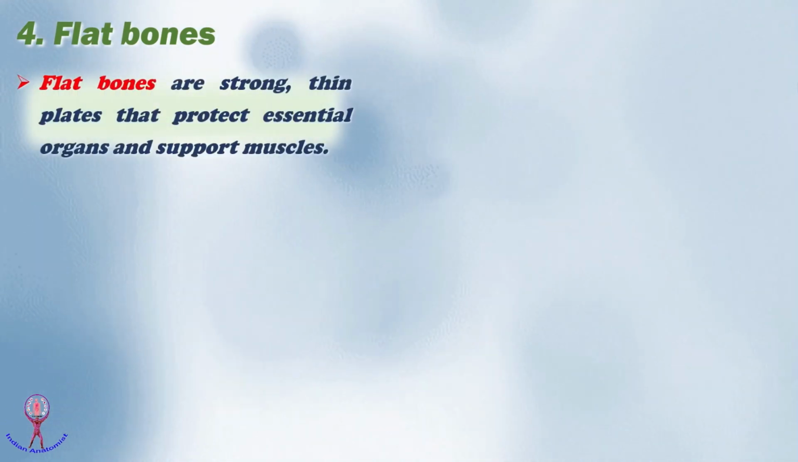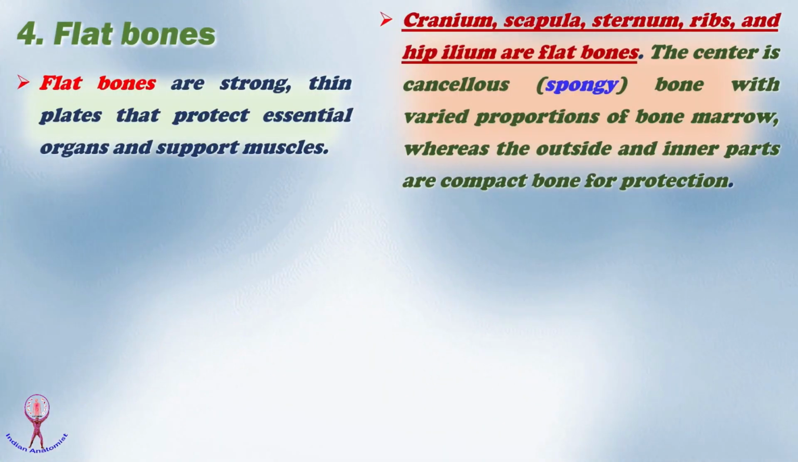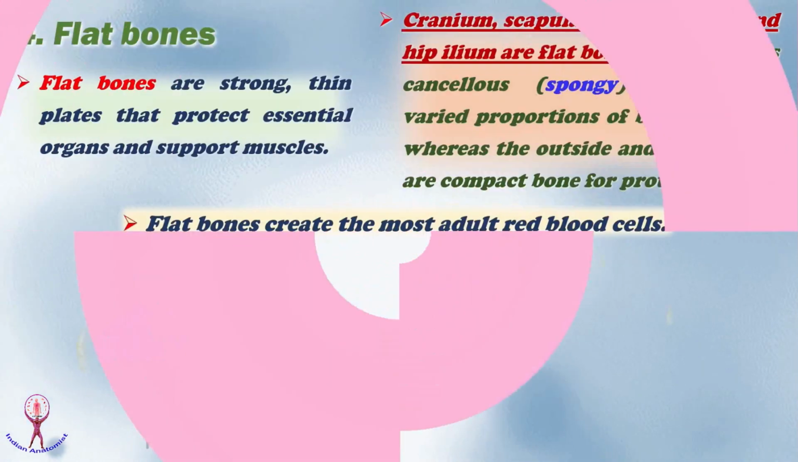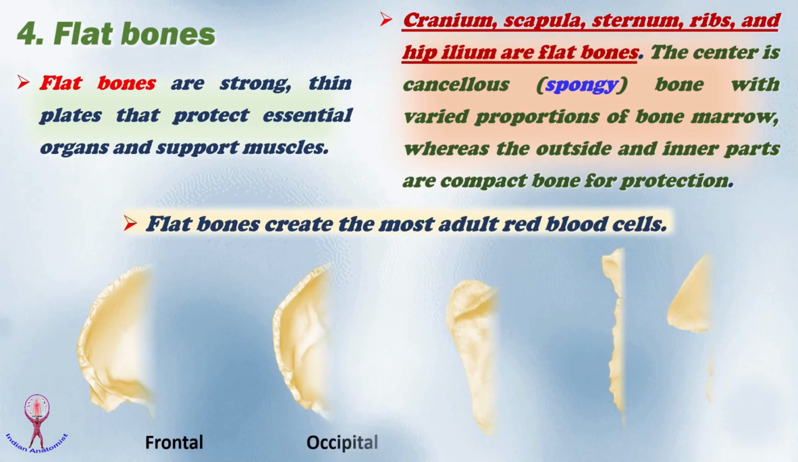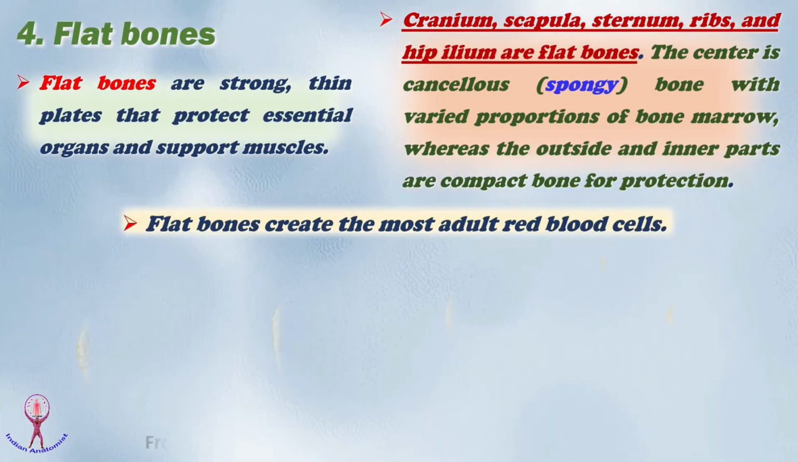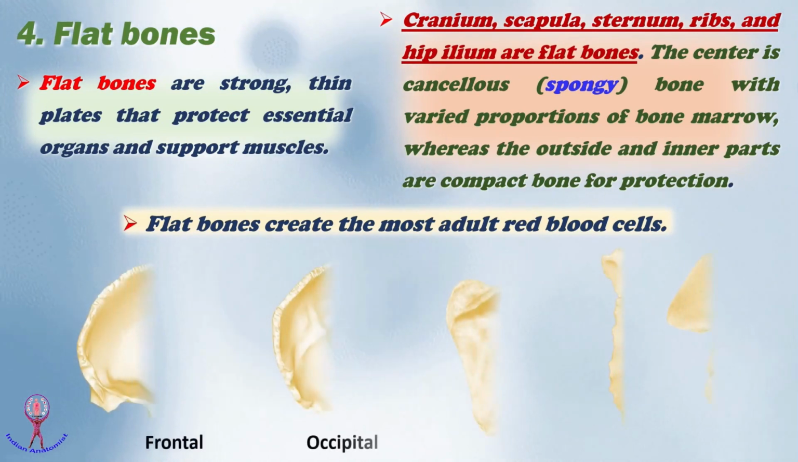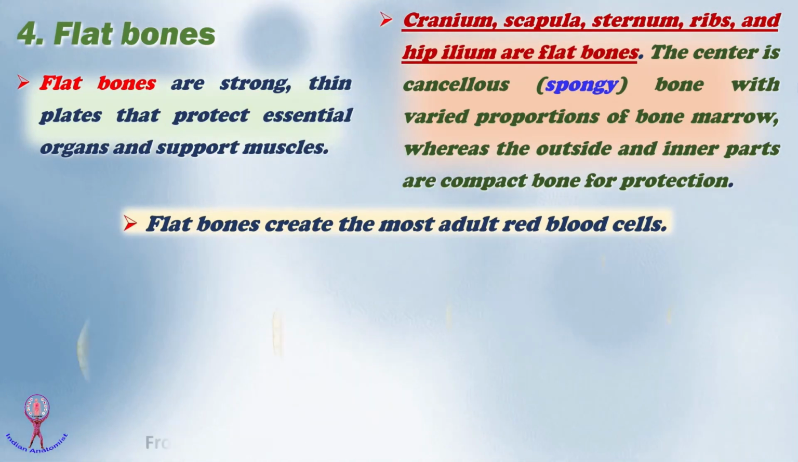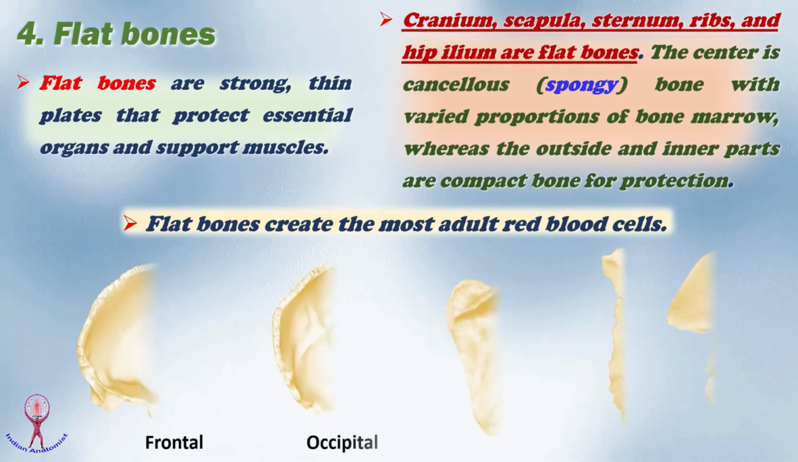What are flat bones? Flat bones are strong, thin plates that protect essential organs and support muscles. The cranium, scapula, sternum, ribs, and hip ilium are flat bones. The center is cancellous or spongy bone, with varied proportions of bone marrow, whereas the outside and inner parts are compact bone for protection. Flat bones create the most adult red blood cells.